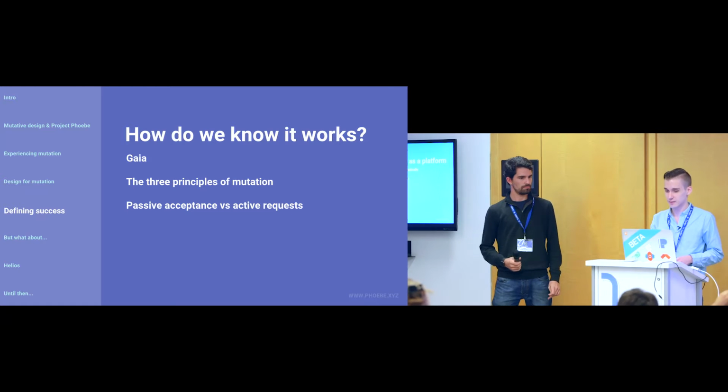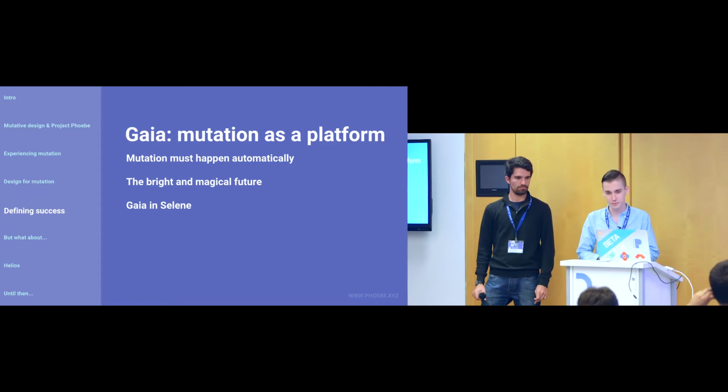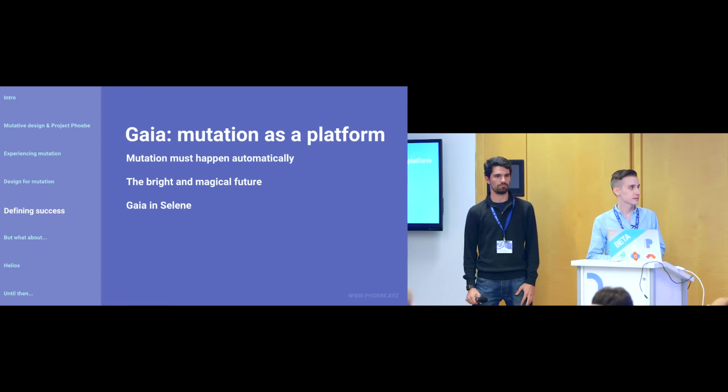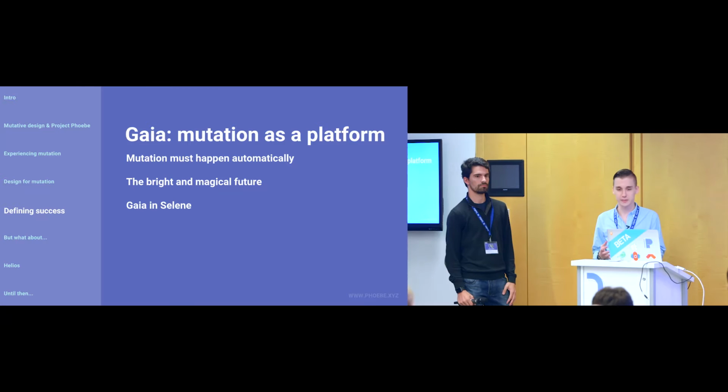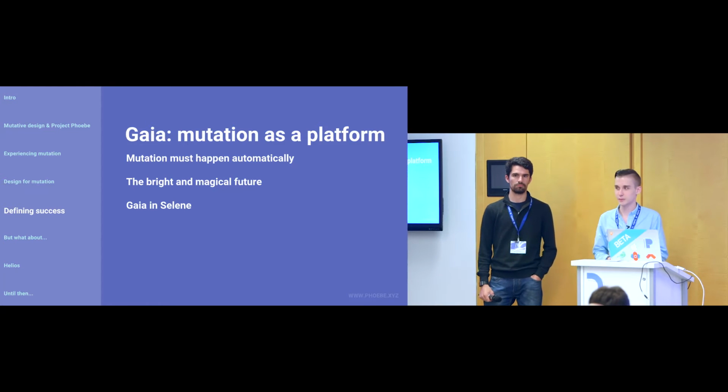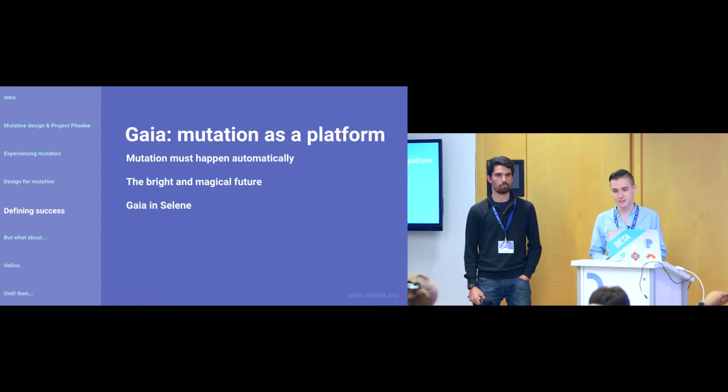The first step to that is Gaia, which is just the name we're using for mutation as a platform. The reason for this is, first of all, mutation must happen automatically. If we, as designers and developers, are always deciding by ourselves what mutations should happen and exactly when, then we're just doing a more complicated version of our existing process and not really solving the problems that mutative design seeks to solve.